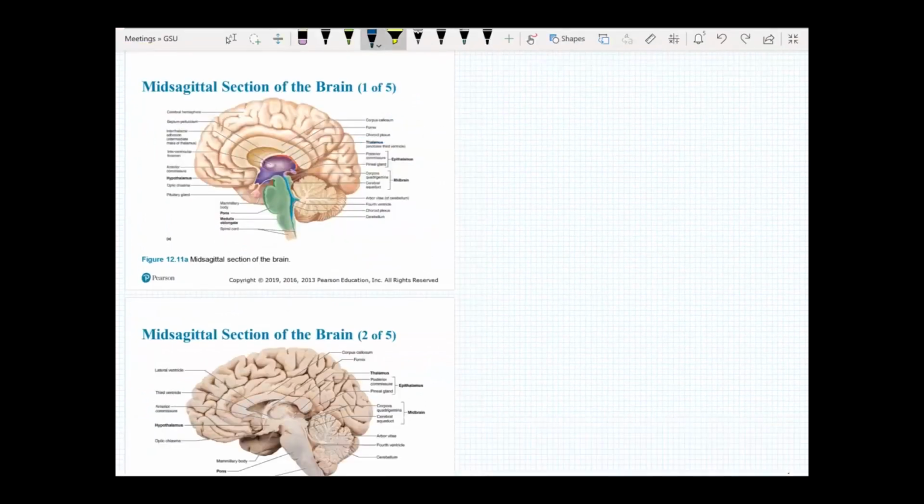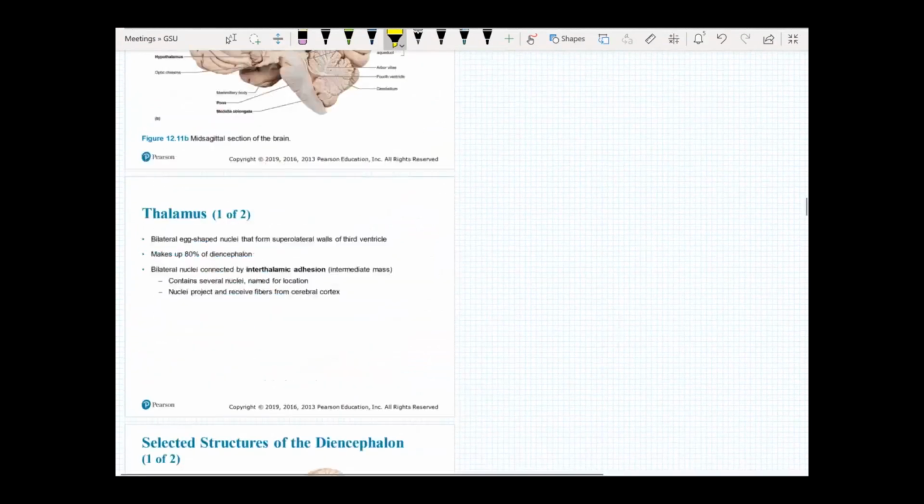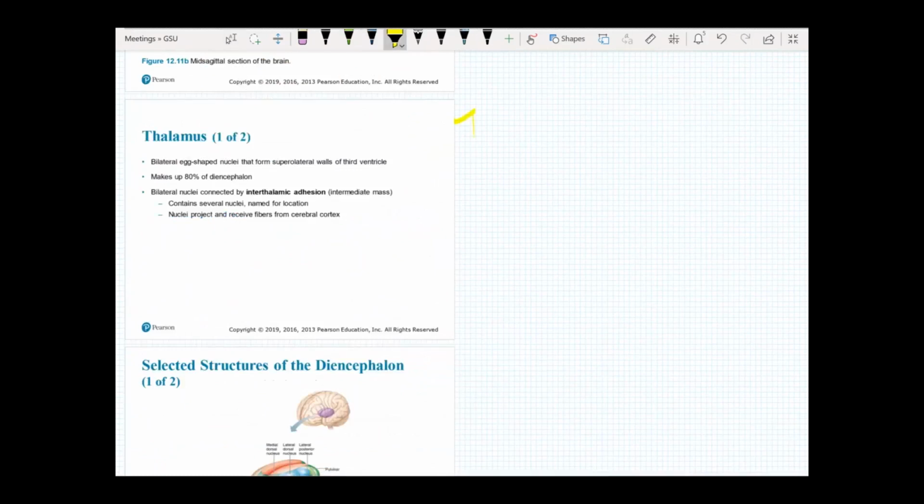We're living in this world right here. Thalamus, epithalamus, and hypothalamus. So we're kind of right here. So the first one is going to be the thalamus.